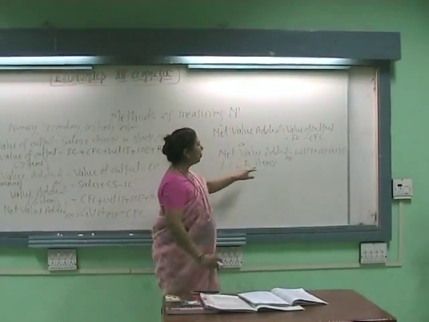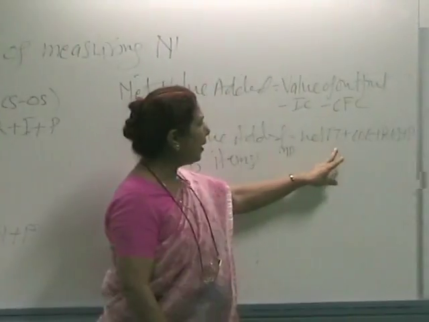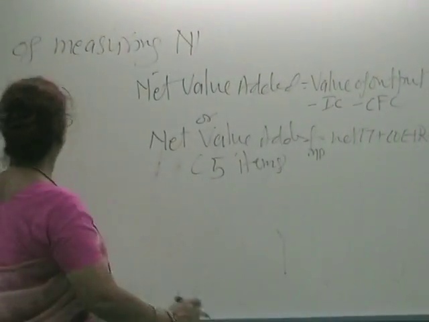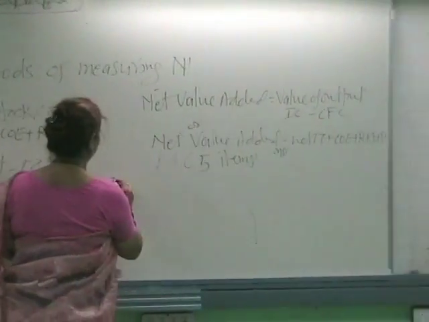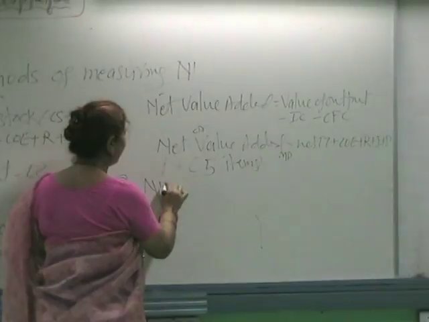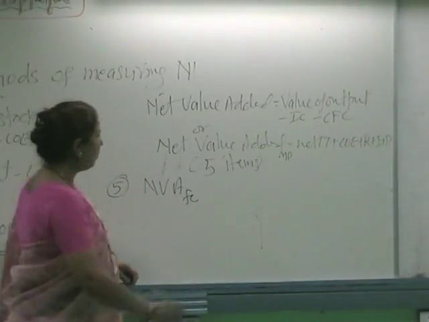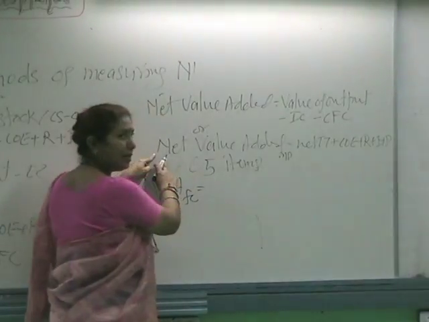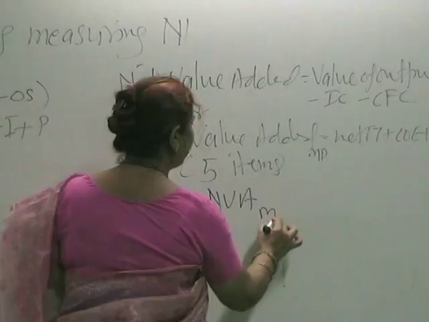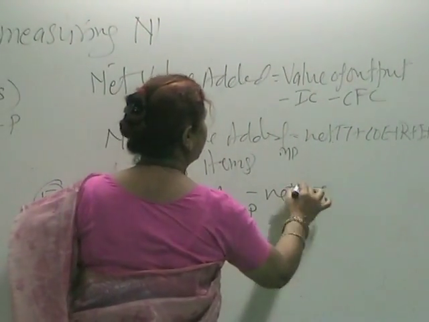Market price is equal to, it has five components, five items: net indirect tax, compensation of employees, rent, interest, and profit. Now, next step is your estimation of net value added at factor cost. How will we find out? This we can get from this. So, value added at market price minus net indirect tax.